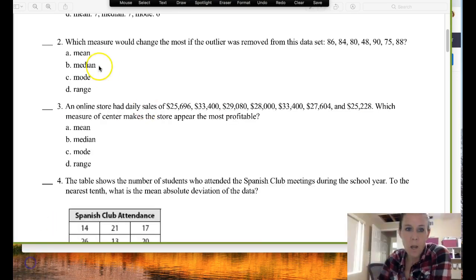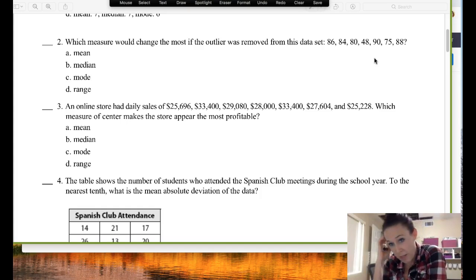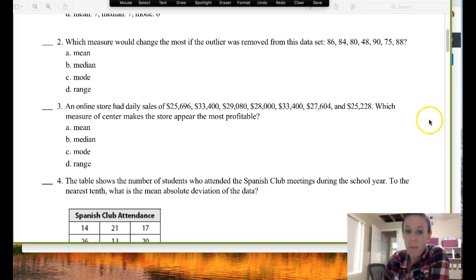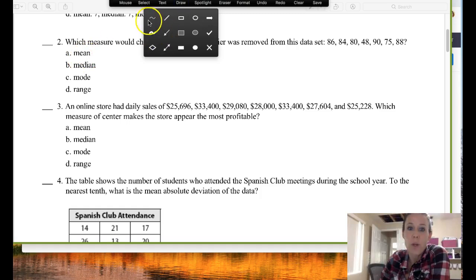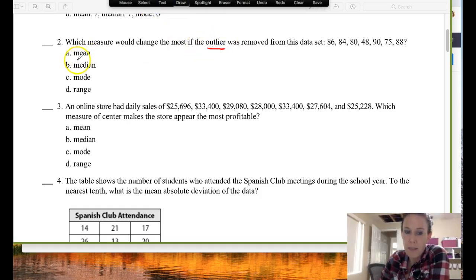All right, next. Which measure would change the most if an outlier was removed from this set of data? An outlier, like I talked about before, with a house that's in the millions and the rest are in like the $400,000 or $500,000 range, that would skew my average. So I know an outlier is going to mess up my mean for sure. The median, if I put these in order from least to greatest, the outlier doesn't really affect my median or my middle number so much. The mode, an outlier wouldn't affect the number that occurs most often either.